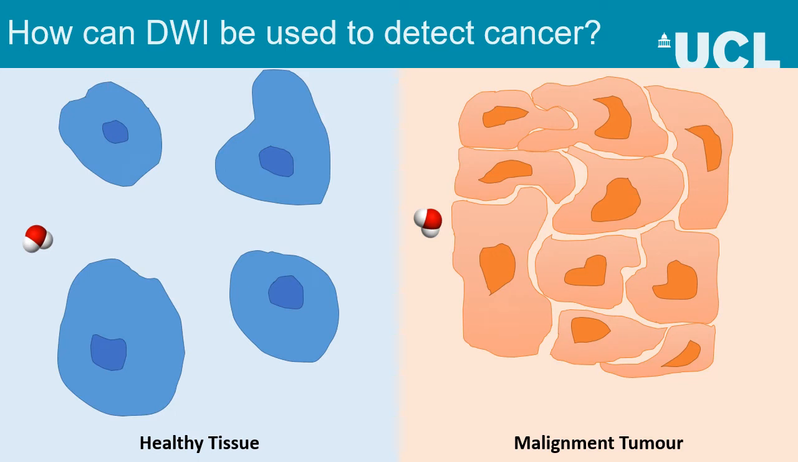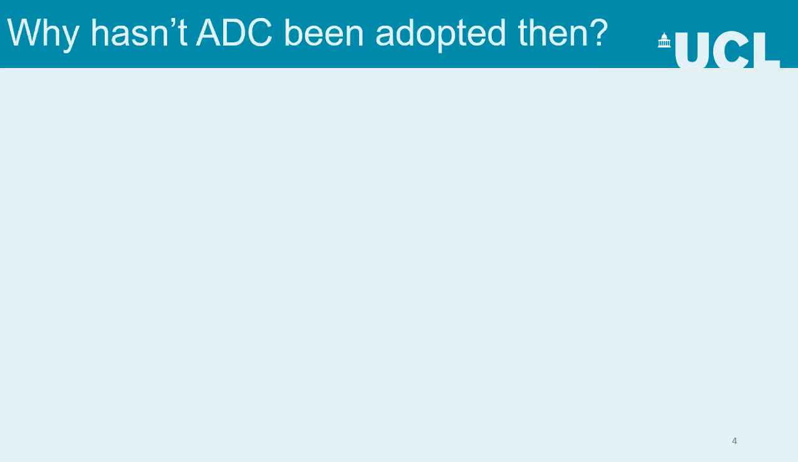Diffusion-weighted MRI has the potential to be used as a quantitative imaging biomarker in oncology, where impeded diffusion and hence lower ADC value correlates with high cellularity associated with tumours. So, why is it that ADC still hasn't been adopted as an imaging biomarker in oncology?